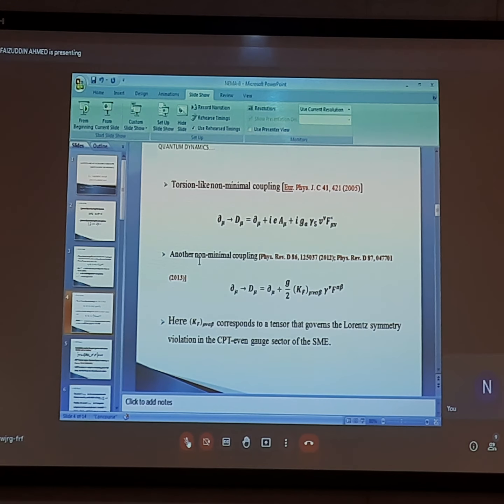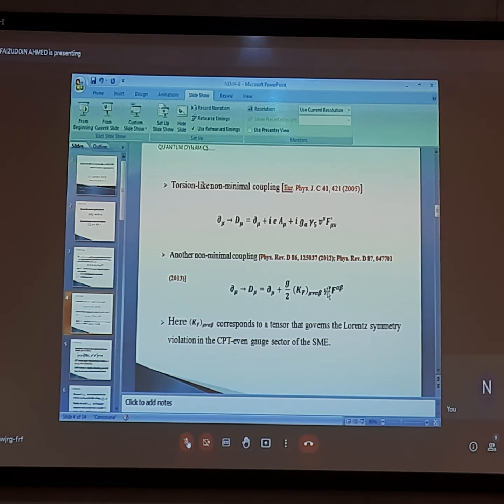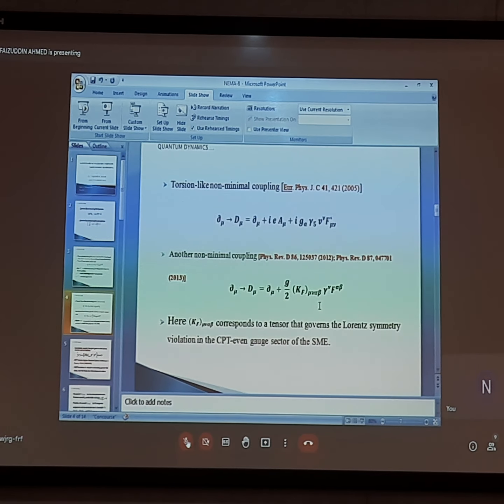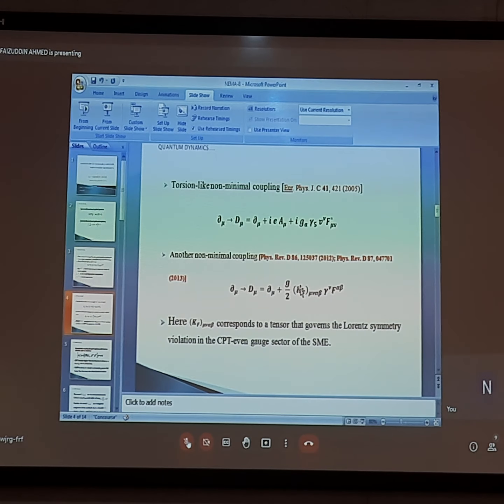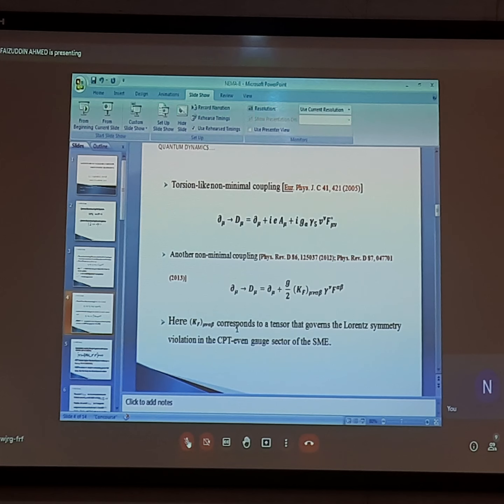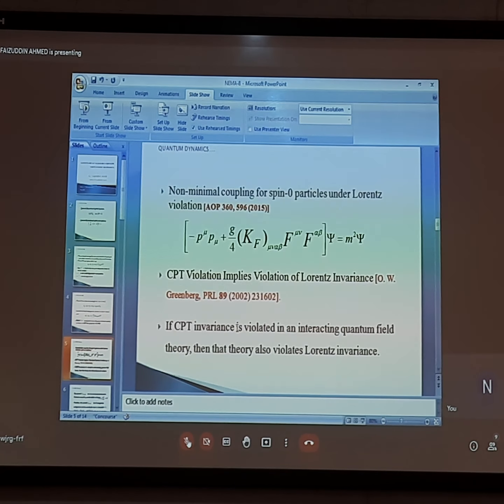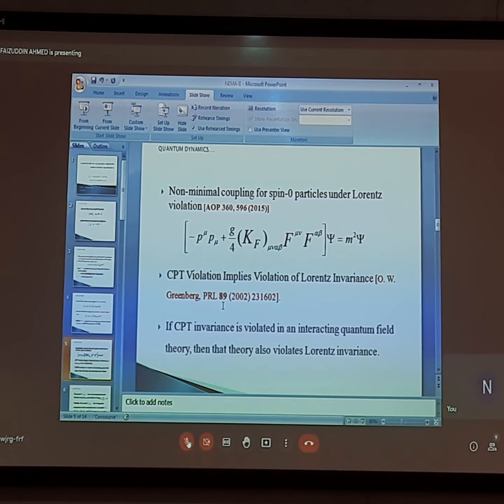Another nonlinear coupling that one can study in the fermion sector under the effect of Lorentz symmetry violation was given in 2012 with this substitution. Here gamma_nu are the Dirac matrices and F_alpha beta. This K_F mu nu alpha beta is a new tensor field that governs the Lorentz symmetry violation. The details of this tensor field are given in the standard model extension. It behaves like the Riemann tensor. We will discuss it later on.